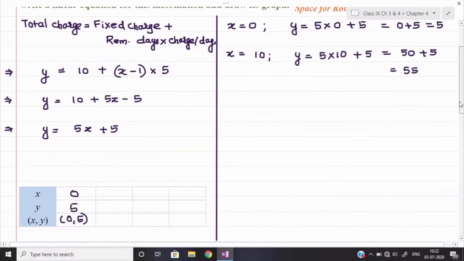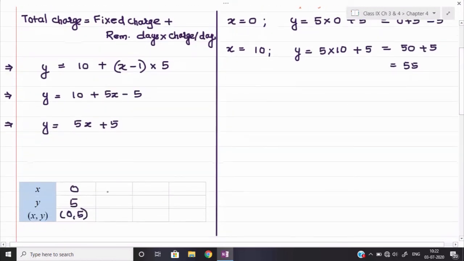Such kind of graph paper I have taken already. So here x is equal to 10, y is equal to 55. So my coordinate will become 10 comma 55.